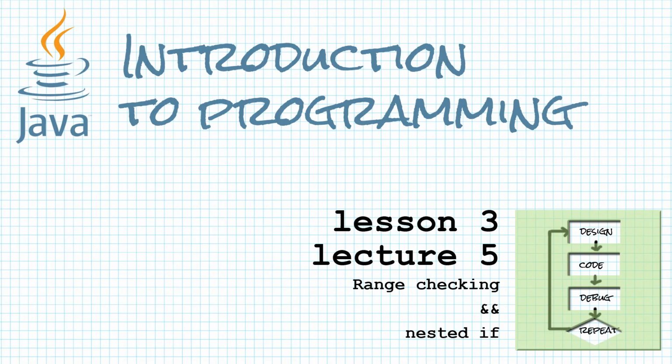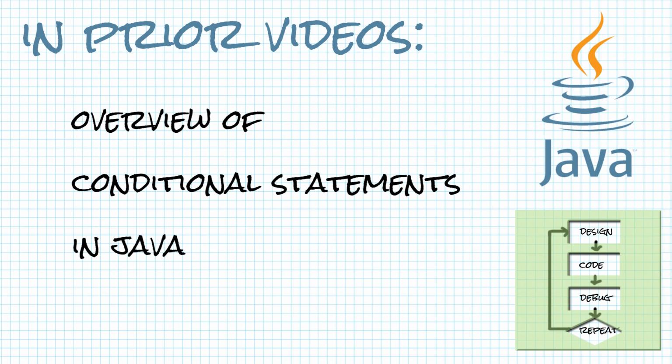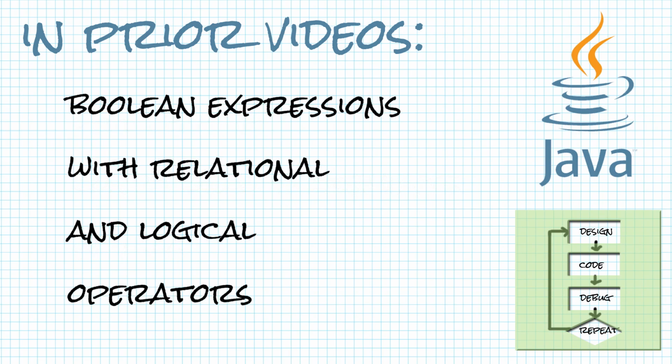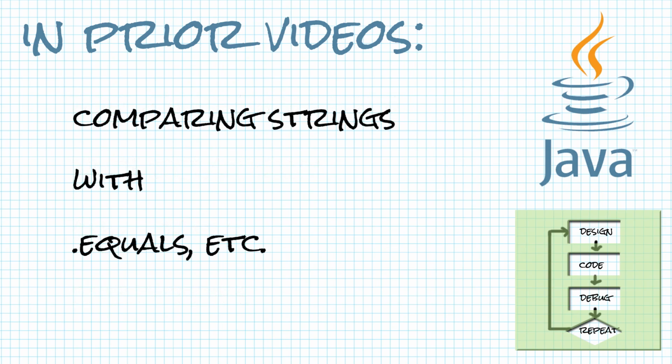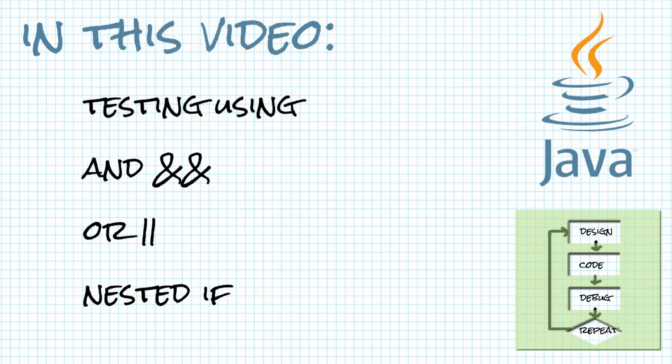This is the 14th video in the Introductory Programming in Java full course and the 5th video of Lesson 3, Branching Structures in Java. In prior videos, we took a general look at conditional statements in Java. We looked at creating Boolean expressions with relational and logical operators and comparing strings using .equals and other methods, and then we looked at Boolean variables. In this video, we're going to look at different ways to test for more complicated conditions using and, or, and nested if statements. Let's get right into it.